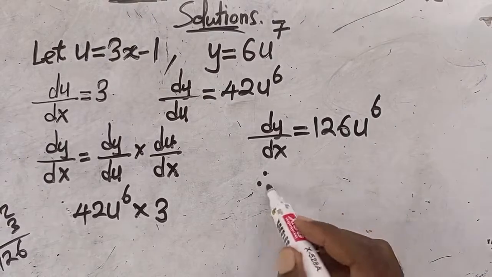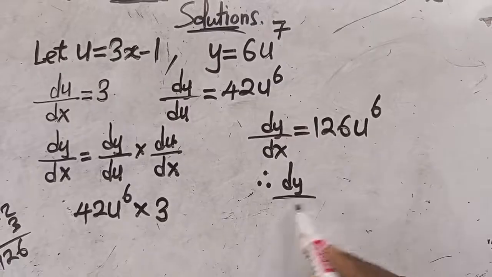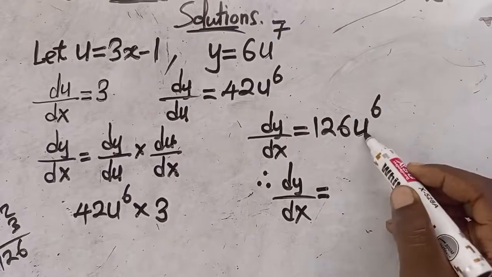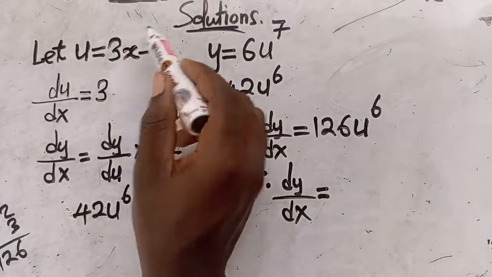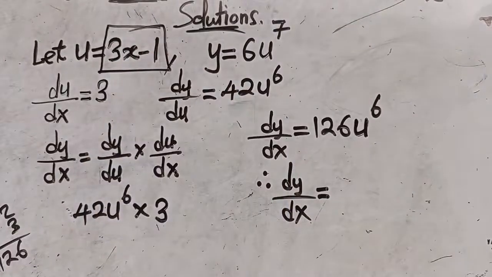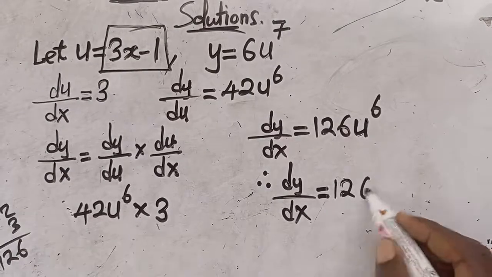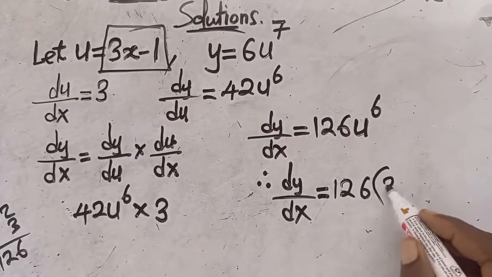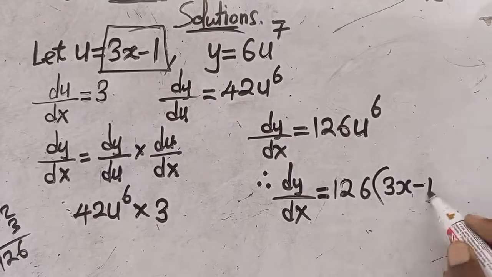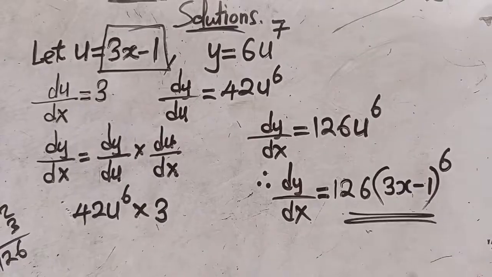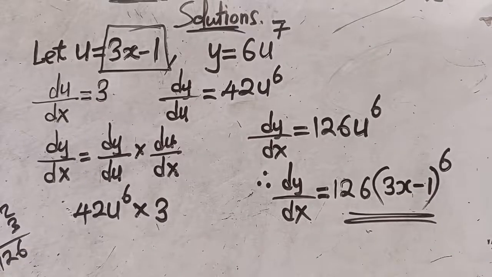Where you are now going to say, therefore, dy dx is equal to, where there is u now, you put the actual thing. U is equal to what? 3x minus 1. So I say 126, open bracket, 3x minus 1, to the power 6. Meaning that this is my answer. This is what I'm supposed to do. I guess you are able to see this.